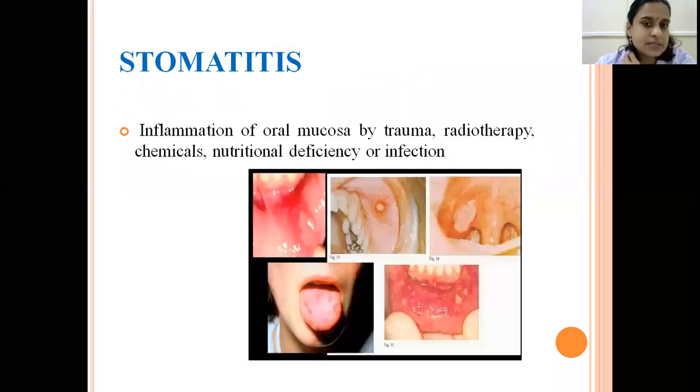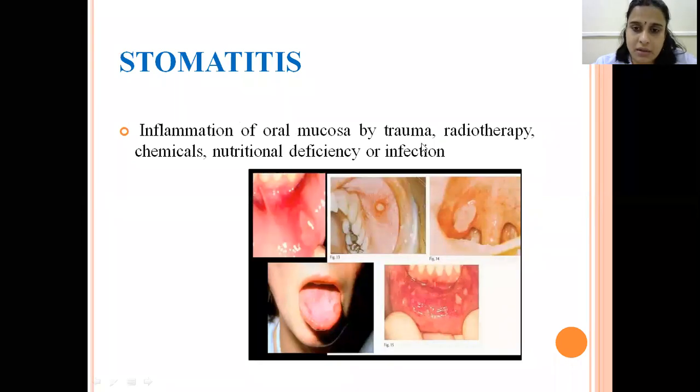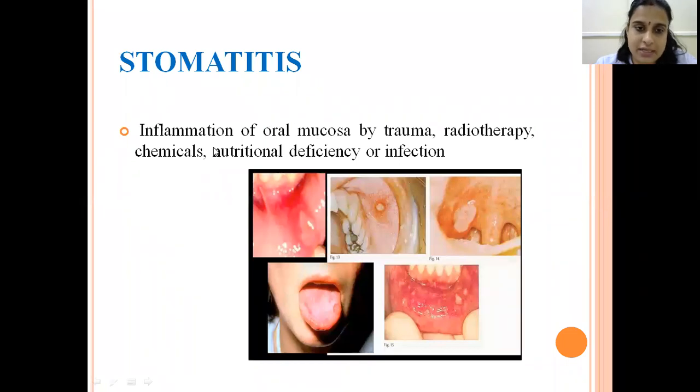Coming to the next topic, stomatitis. What is stomatitis? It is inflammation of the oral mucosa, either by trauma or radiotherapy, or because of chemicals or nutritional deficiency or just infection.